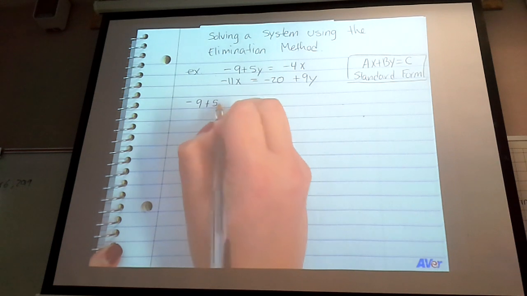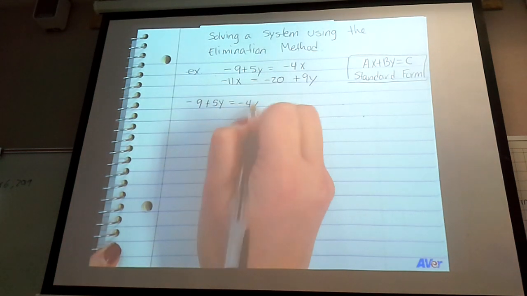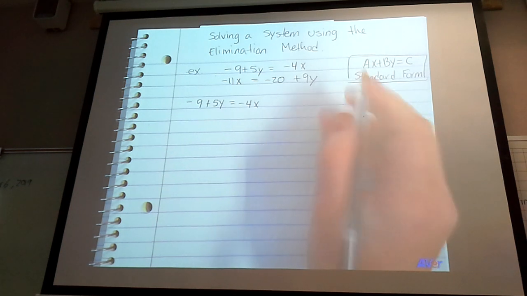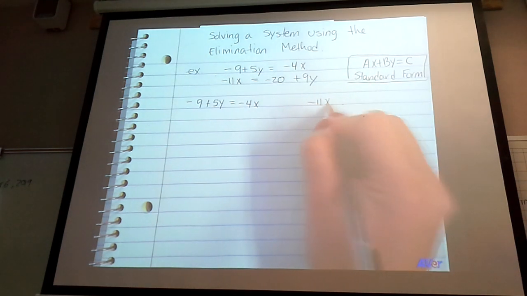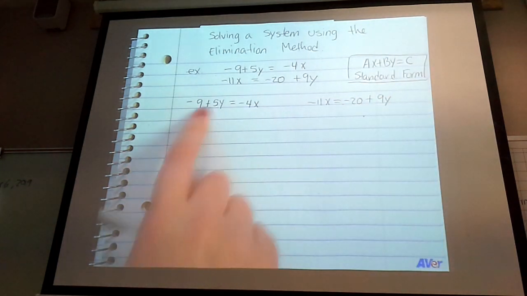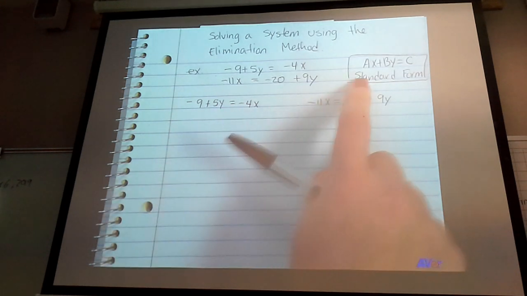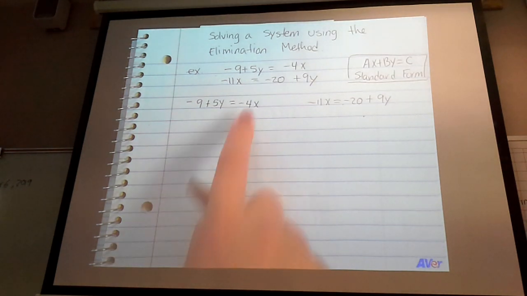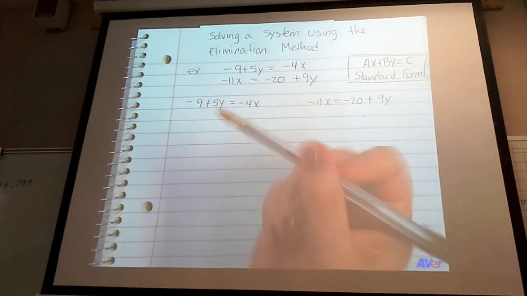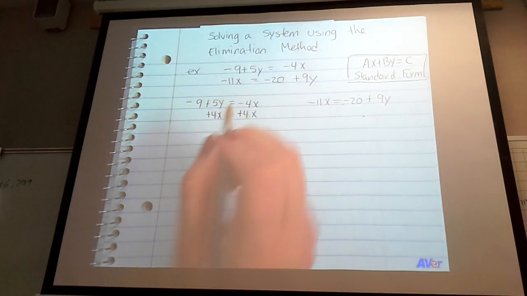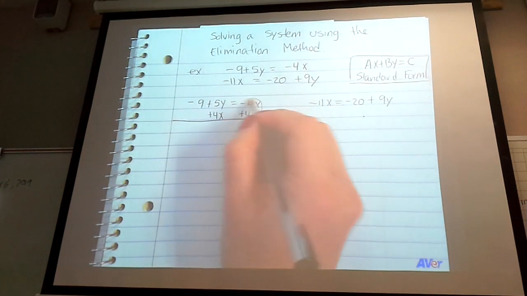Negative 9 plus 5y equals negative 4x. And then I'll write the second equation over here until I get them to look like this. I have negative 11x equals negative 20 plus 9y. So here, if I want them to look like this standard form, I'm going to need to have x and y on the same side. So either I add 4x to both sides to get it to move on this side, this becomes 0.